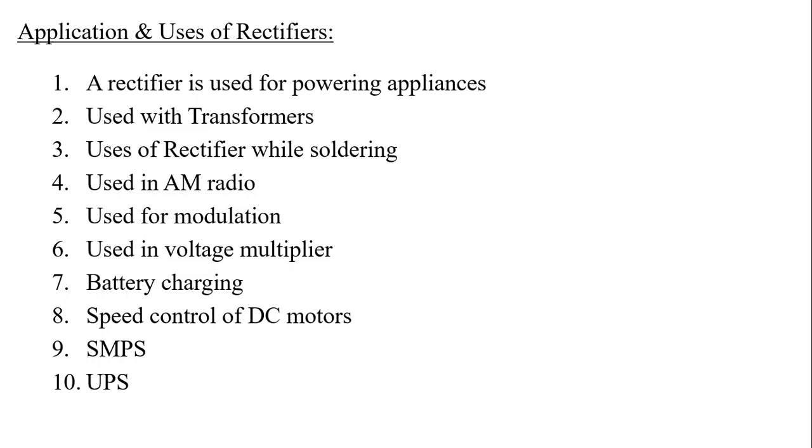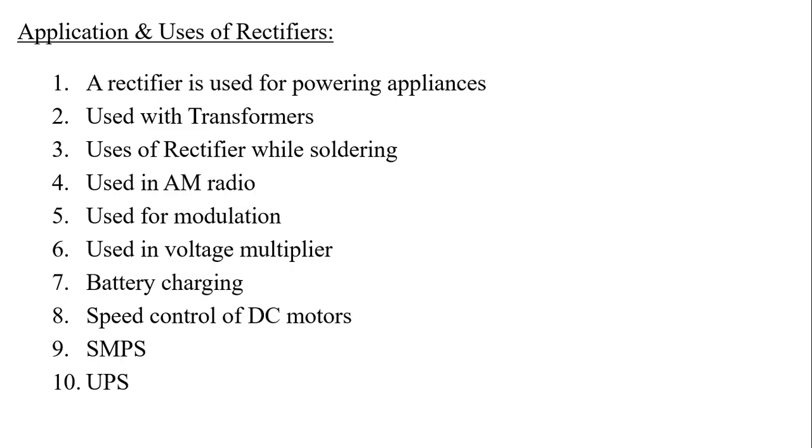Next one, used with transformers. The use of a half wave rectifier can help us achieve the desired DC voltage by using step down or step up transformers. Full wave rectifiers are even used for powering up motors and LEDs, which work on DC voltage. Third one, uses of rectifiers while soldering. A half wave rectifier is used in soldering iron types of circuits and is also used in mosquito repellent to drive the lead for the fumes.